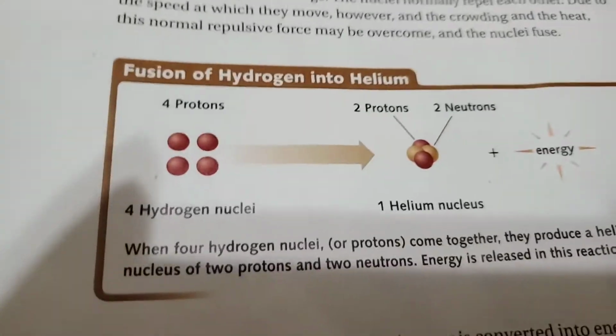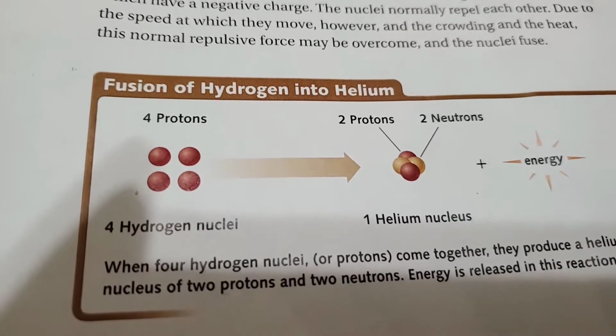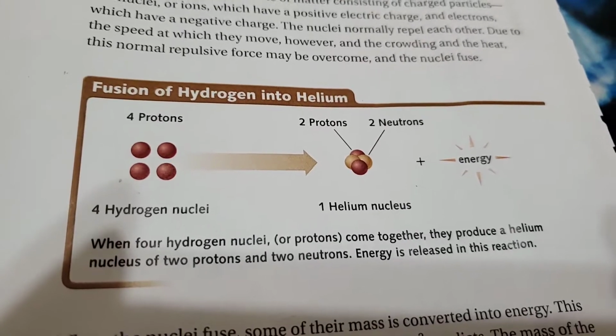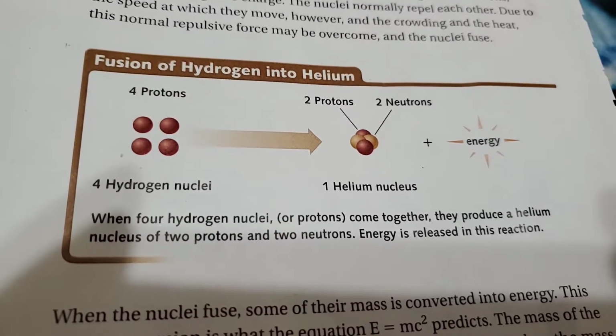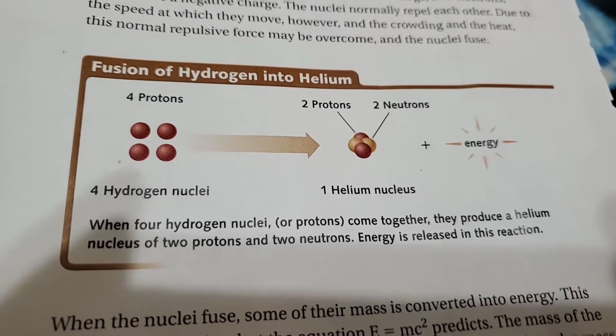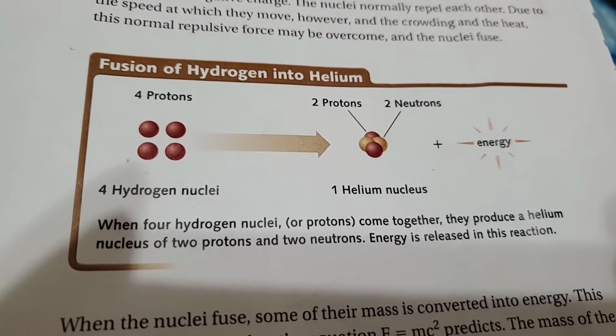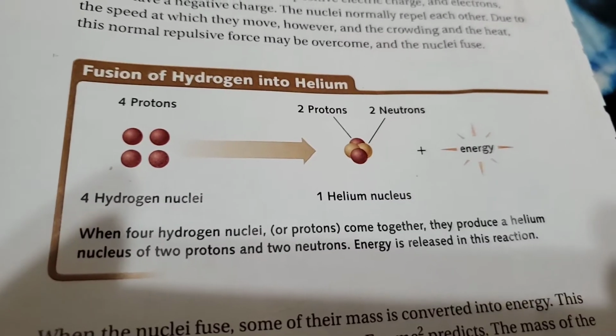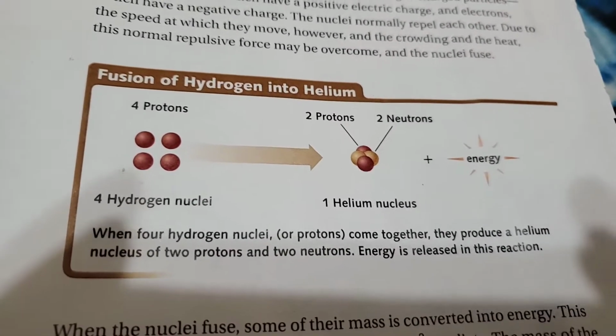Down here is a picture that really gets into fusion of hydrogen into helium. And it's explaining plasma to you more technically with 4 protons, which are made up of 2 protons and 2 neutrons, and that is releasing some energy, okay?